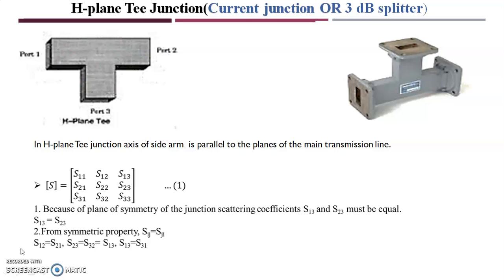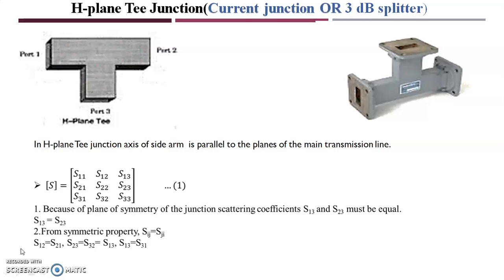The H plane T is so called because the axis of the side arm is parallel to the plane of the main transmission line, as all three arms of the H plane T are in the plane of the magnetic field. The magnetic field divides itself into the arms, so this is also called a current junction. The properties of the H plane T can be completely defined by its S matrix. The order of the scattering matrix is 3 by 3, since there are 3 possible inputs and 3 possible outputs.